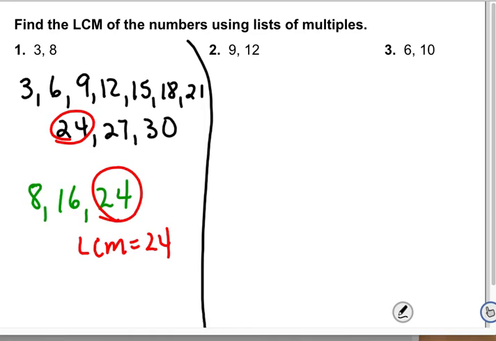Somebody start giving me the multiples of, now we're looking for 9 and 12. So we've got to think about what we're going to have in common. Do I want to start with the 9 or do I want to start with the 12s? Which one would be better, do you think? I think the 12. Who said that, Ben? Why would you start with the 12?